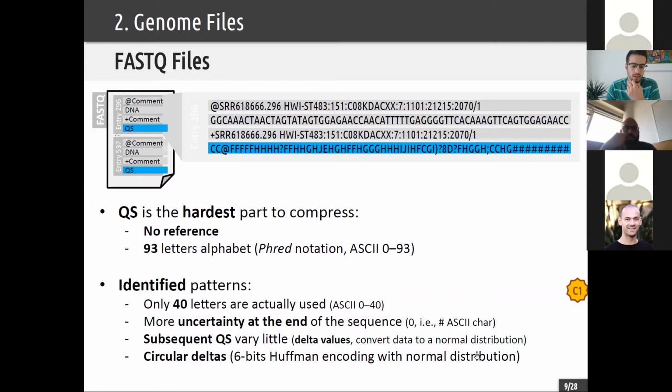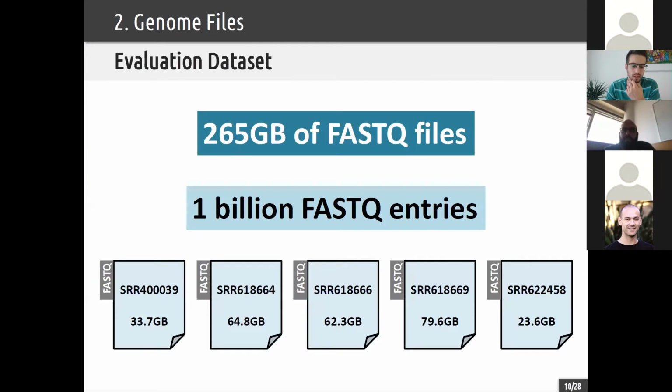This is just a detail that I'm not going into too much here. So the evaluation data set that we use in the remainder of this presentation is 5 FASTQ files from the 1000 Genomes project. They sum up 265 gigabytes of data and more than 1 billion FASTQ entries.